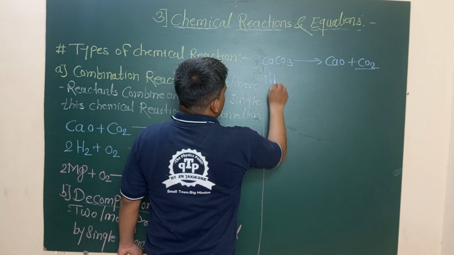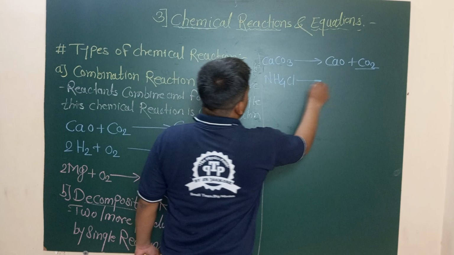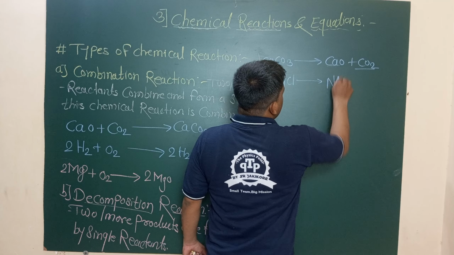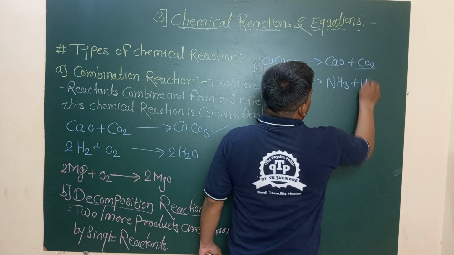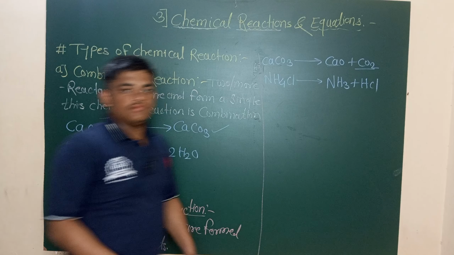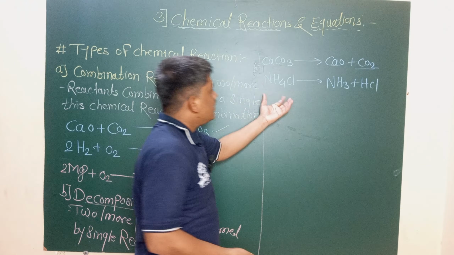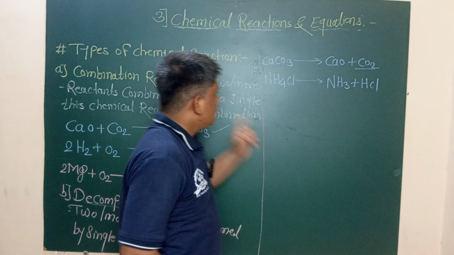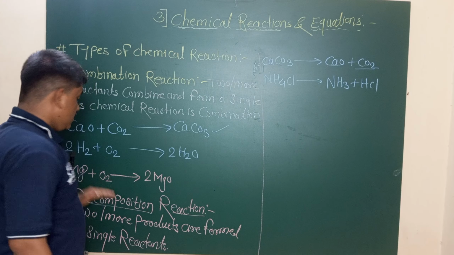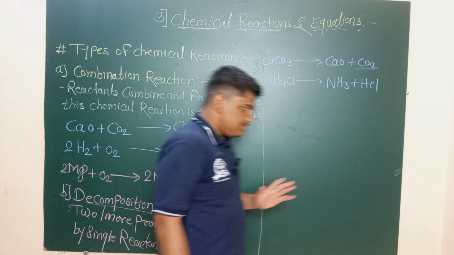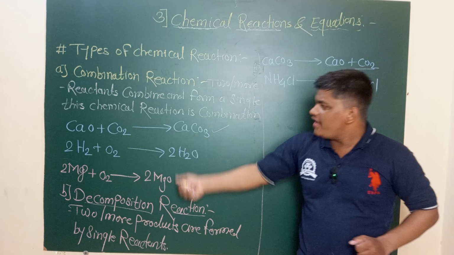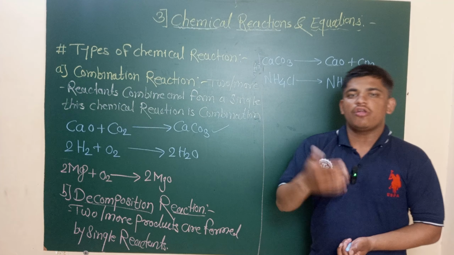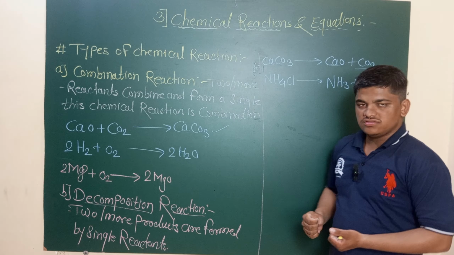Or take ammonium chloride. Ammonium chloride gets decomposed to form ammonia and hydrochloric acid. This is another example of a decomposition reaction. These are the two reactions which depend on the number of reactants and the number of products.